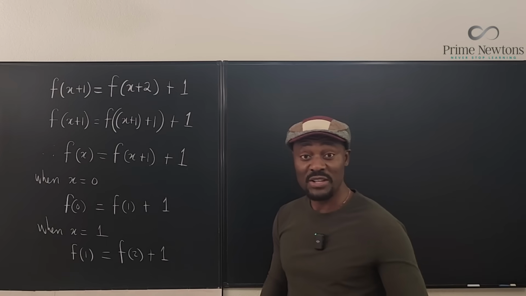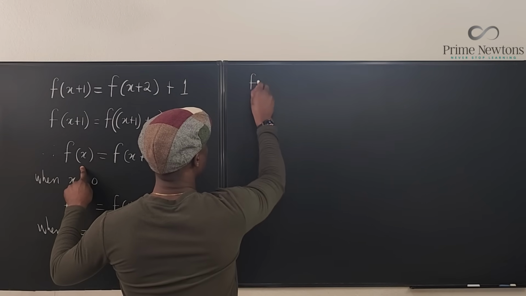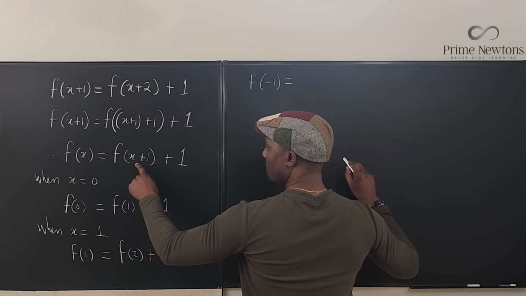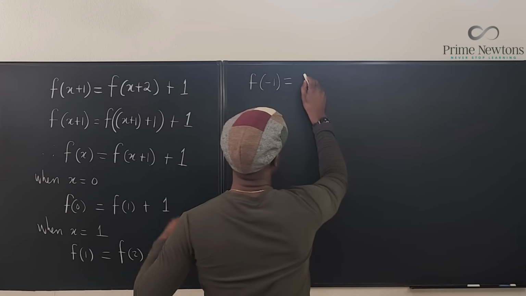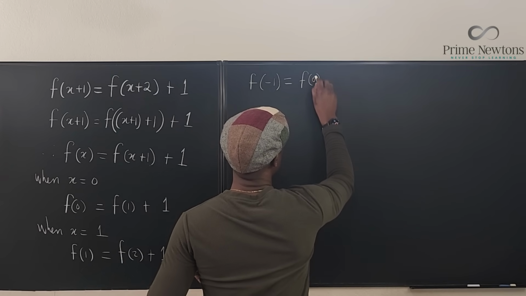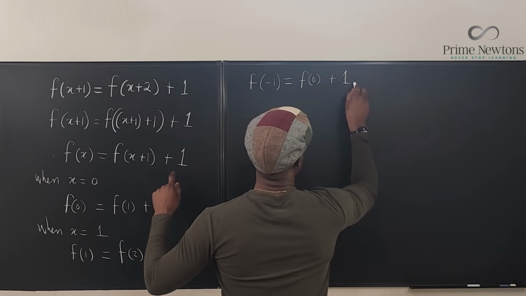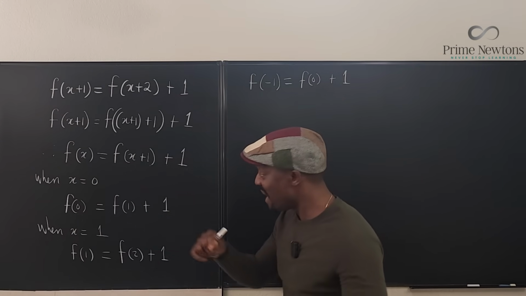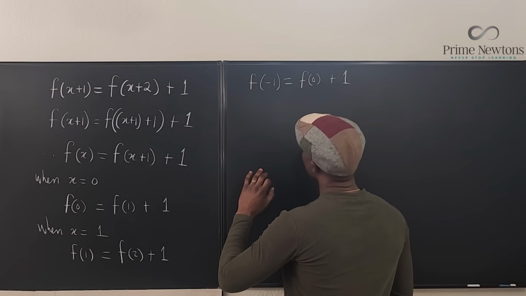Let's try one more number. Let's try negative 1. So I have f of negative 1 will be equal to, if I put negative 1 here, it's going to be negative 1 plus 1. That's going to be equal to f of 0 plus 1. Okay. I'm trying to see if there's a way I can make things work. So f of 0 equals f of 1 plus 1.